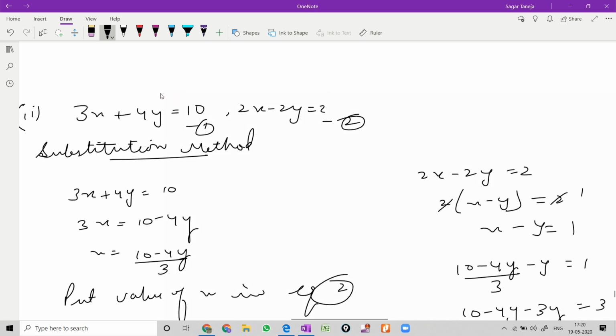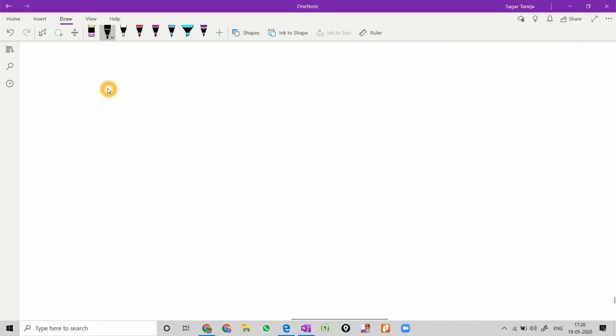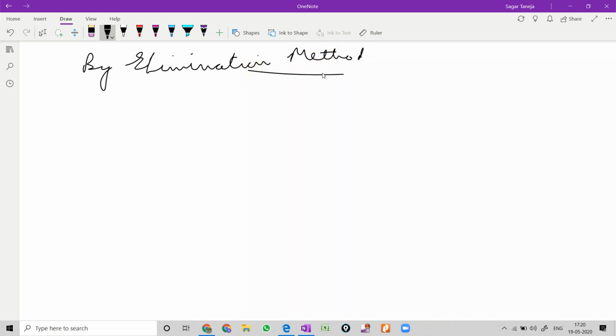So again, I am telling you, elimination. So concentrate on elimination now. So write by elimination. Those who were not able to understand in the previous question, they can again use their mind here to make yourself understand. So the first equation is 3x plus 4y is equal to 10, and the second is 2x minus 2y is equal to 2.